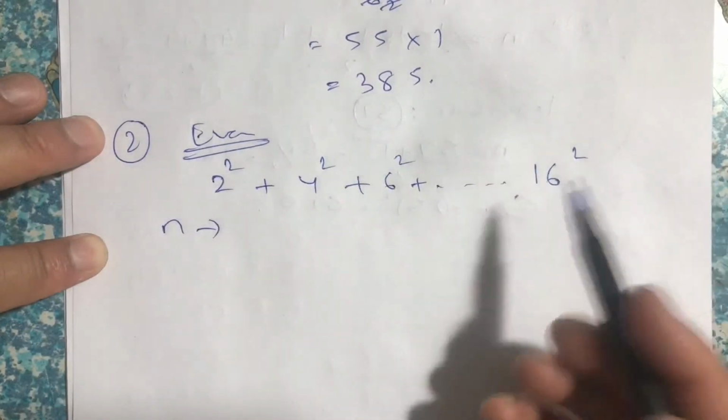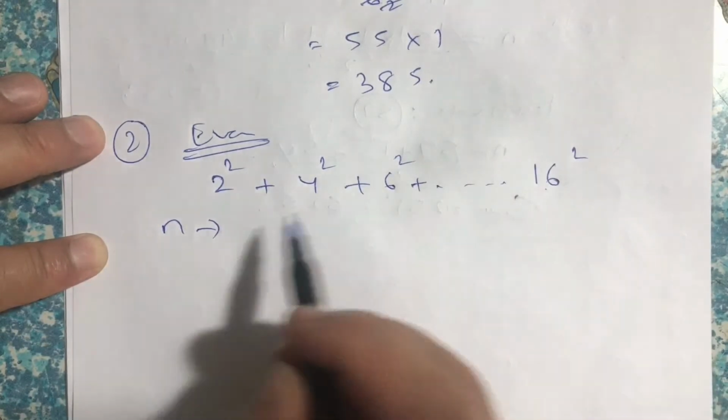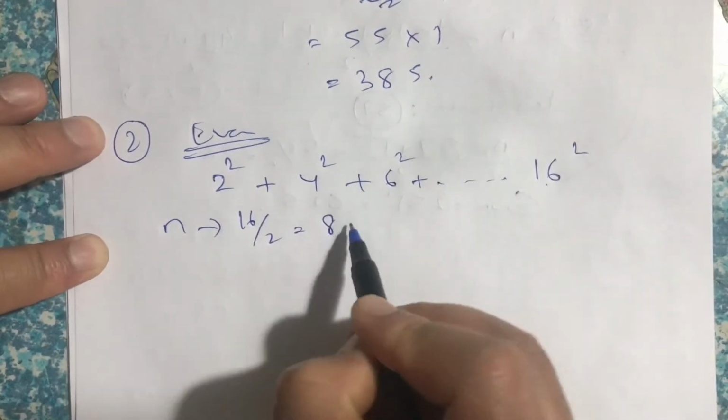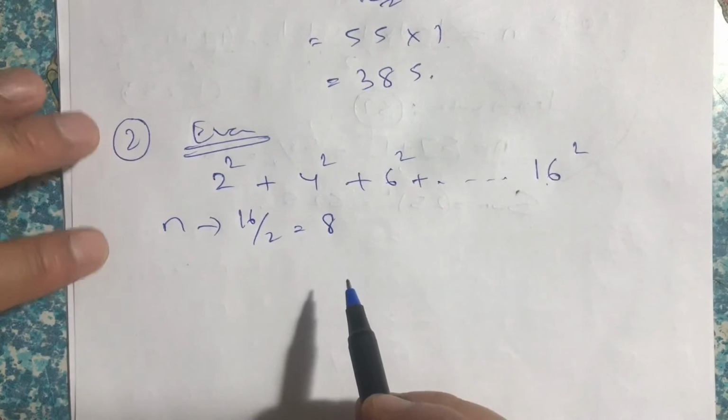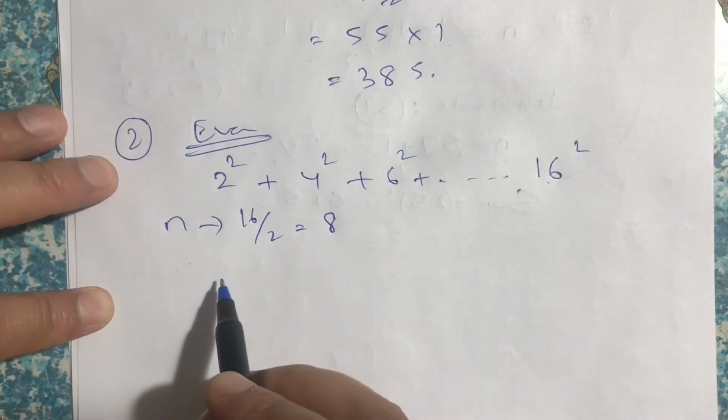So again, just like normal even. What is 16? So we have to do 16 divided by 2, so we have 8. So n is equal to 8. So what will n be? It is 8. So what is the formula?